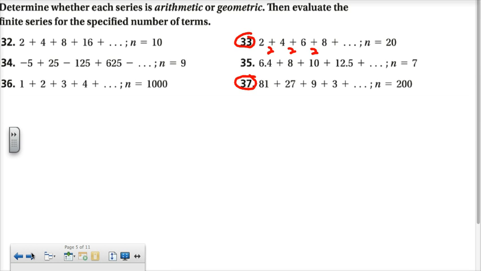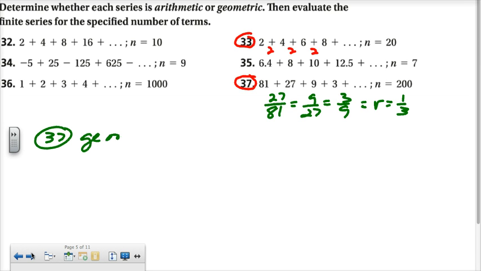Now, let's go after number 37. Number 37, I notice it's definitely not adding the same negative value each time. That doesn't make any sense. So the next thing I do is I check to see, is this geometric? And all of those will reduce to 1/3. So this is geometric with an r value of 1/3. So 37, geometric.